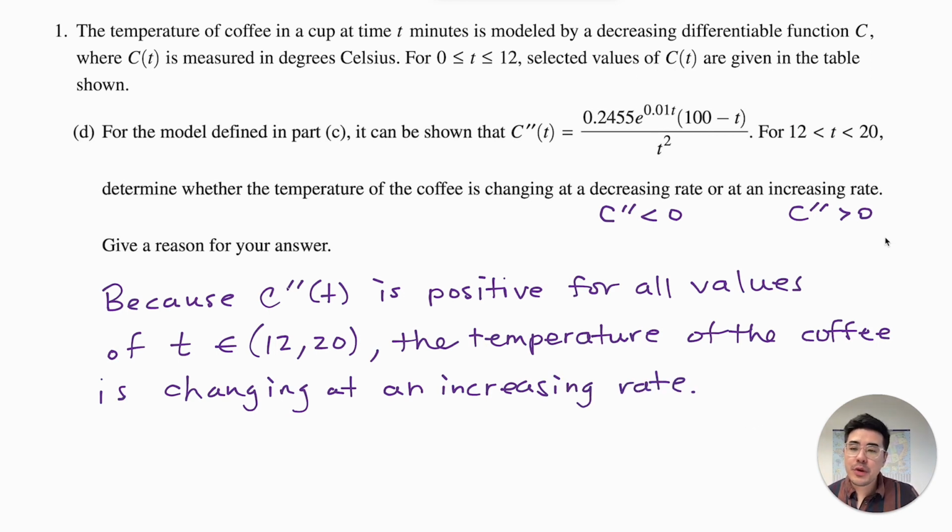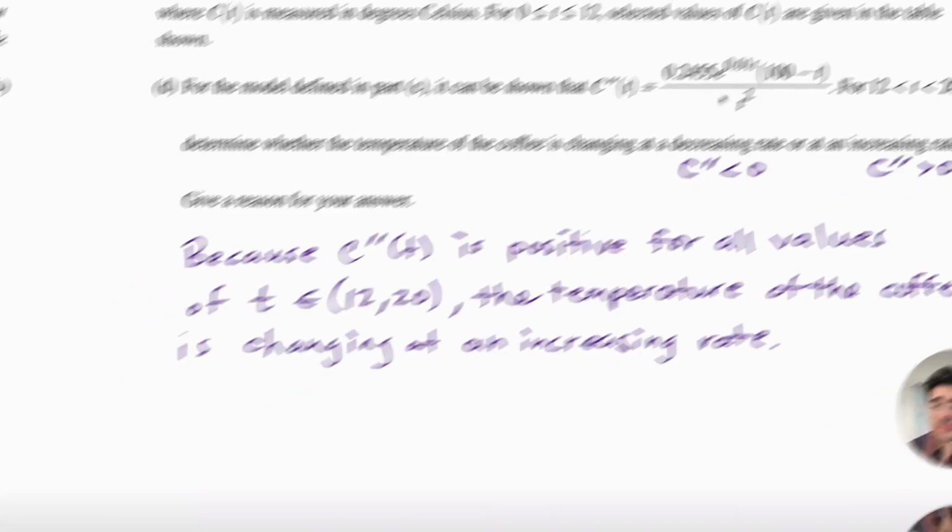So for you to get full credit for this question, I think you need to reference that the second derivative is positive for specific t values, okay? It's not true for all t values, because if t is greater than 100, your second derivative becomes negative. But basically writing that out in a complete sentence would get you full credit here.